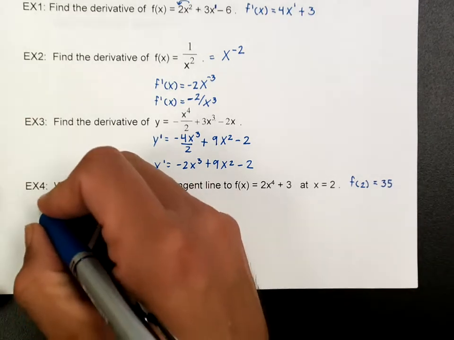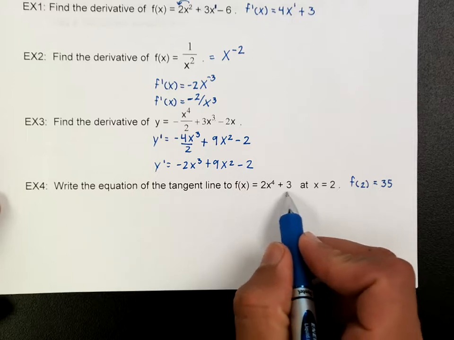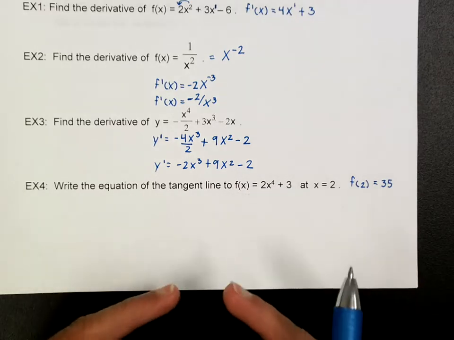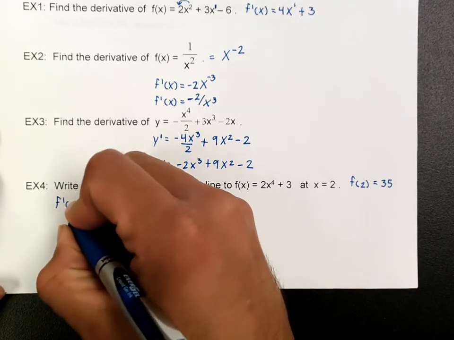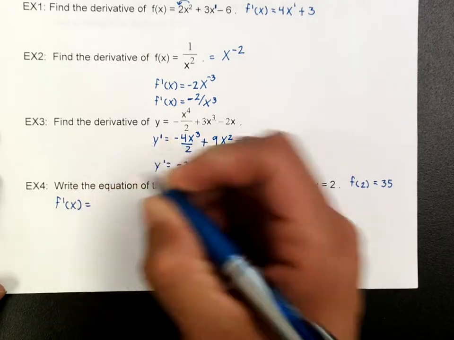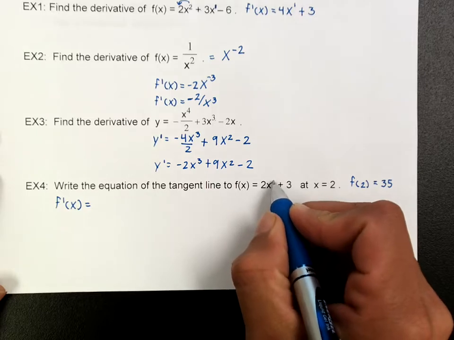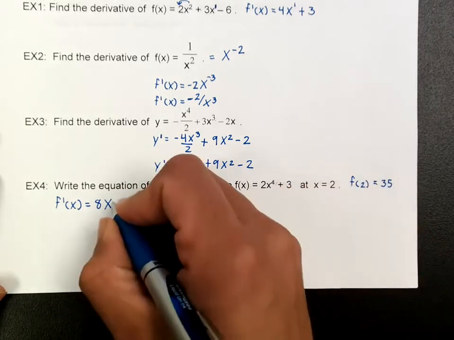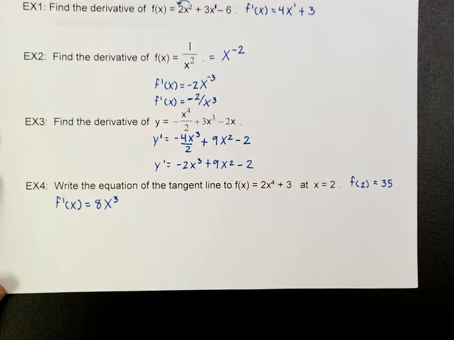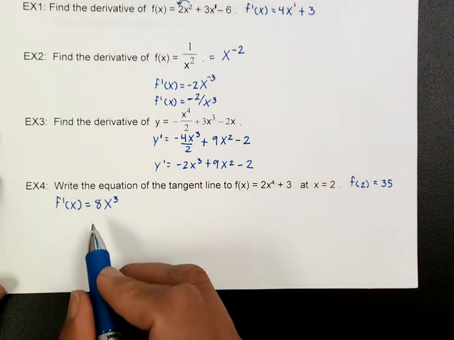To figure out the slope, I need to take the derivative of this, because remember, the derivative can give you the slope. So when I take the derivative, I'm going to use the power rule. I'm going to multiply 4 times 2, which is an 8, x, and I'm going to subtract 1 from 4, so we get 8x cubed. So that right here is the derivative function.